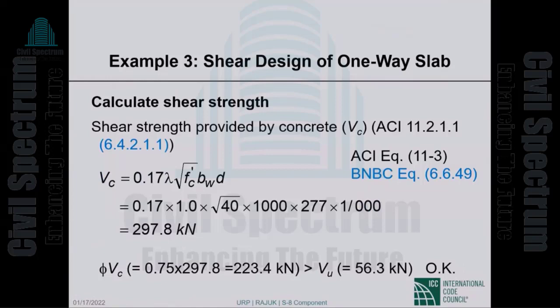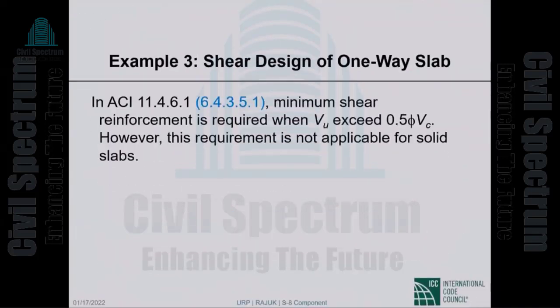Concrete alone can carry 297.8 times 0.75, which is 223.4. Obviously way larger than 56.3. So here we do not need any shear reinforcement. This is very typical of slabs. It's seldom, if ever, that we will need shear reinforcement for one-way shear.